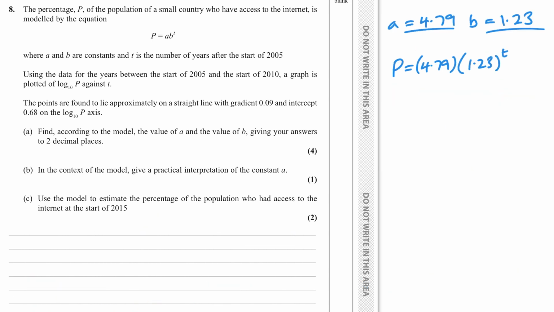So part C now says to use this model to estimate the percentage of population who had access to the internet at the start of 2015. So the start of 2015 is going to be year 10. So it's just a matter of substituting that in to this formula with our values of A and B. And we're looking at an answer that rounds to 38% there.